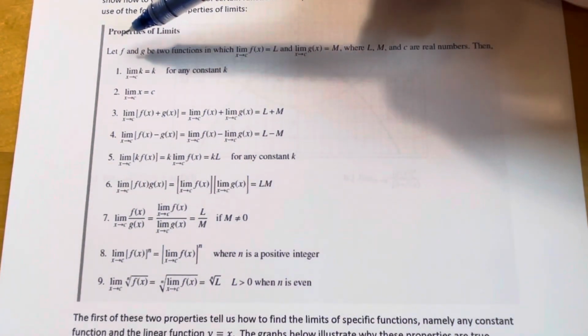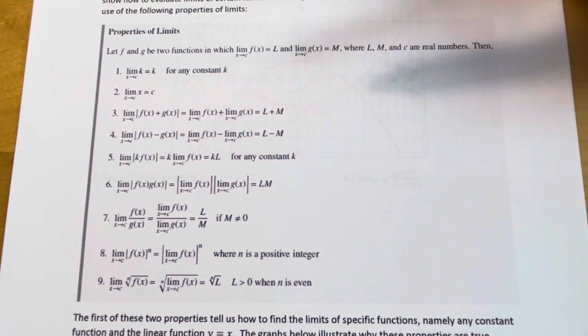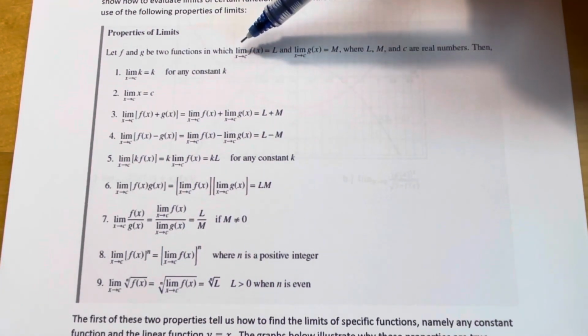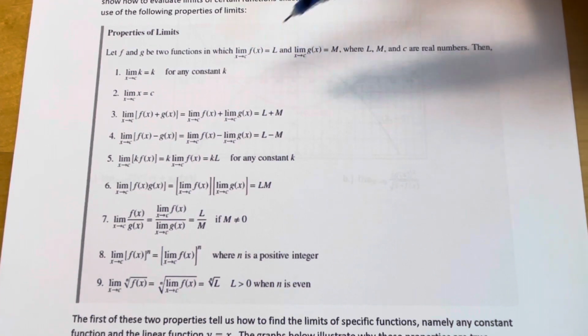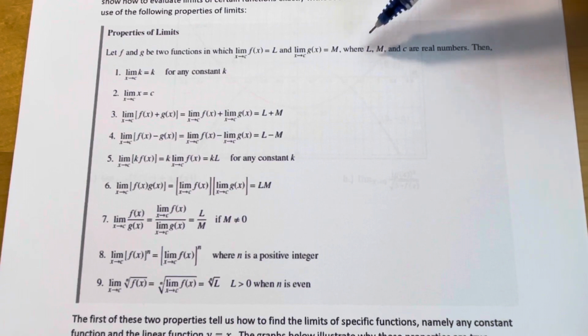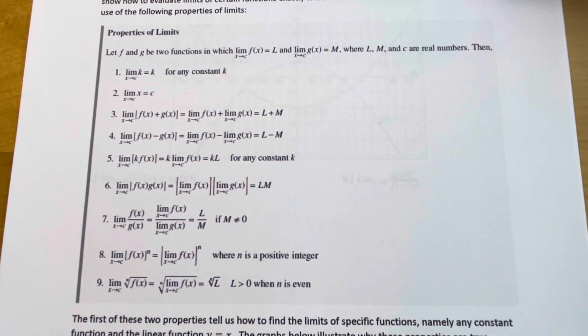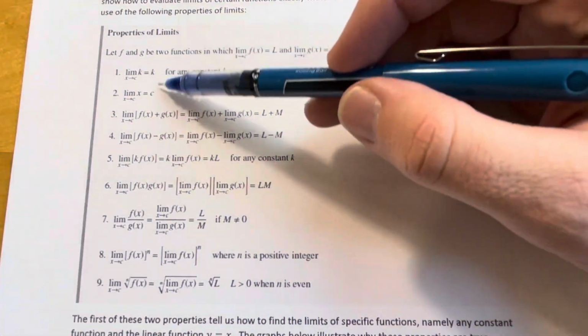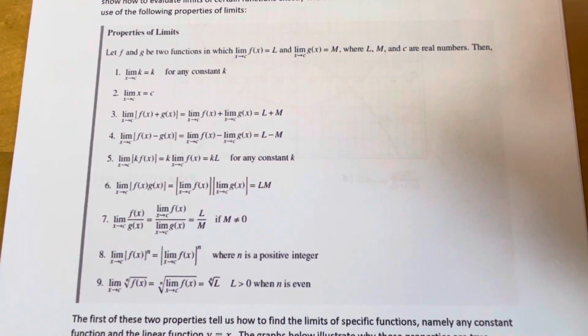So let's suppose for a second that f and g are just two functions whose limits we know as x approaches c. Let's say that the limit as x approaches c of f(x) is L, the limit as x approaches c of g(x) is M, and L, M, and c are all assumed to be real numbers. Then we get this following list of properties for limits concerning the functions f and g. These first two properties actually don't concern the functions f and g, but the remaining 7 do.